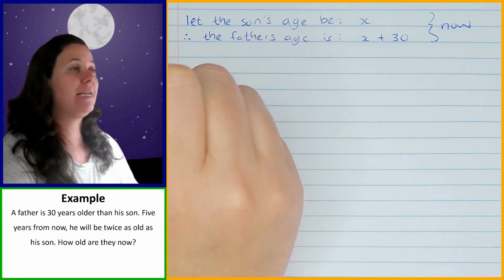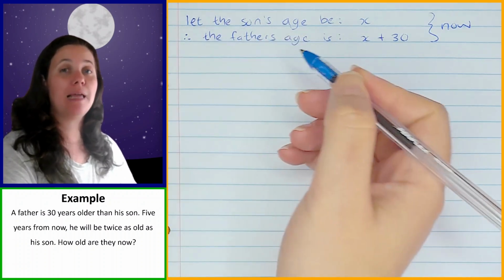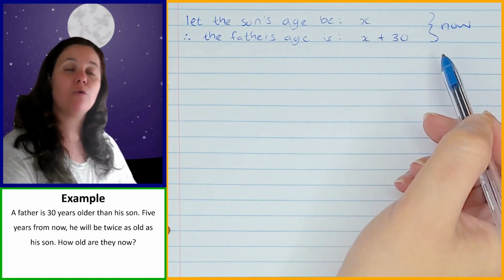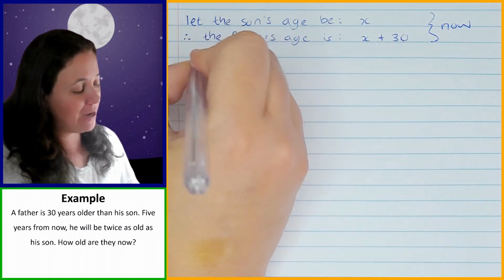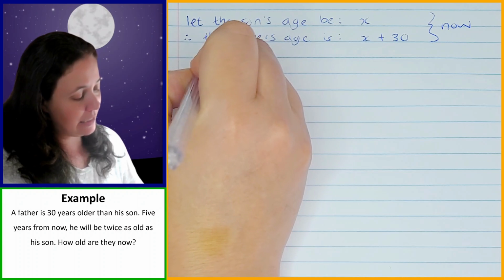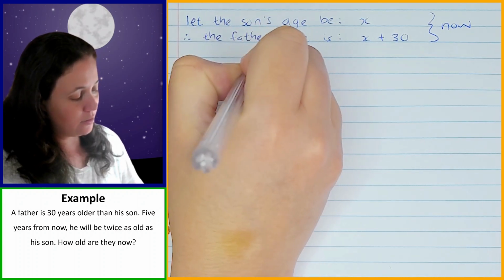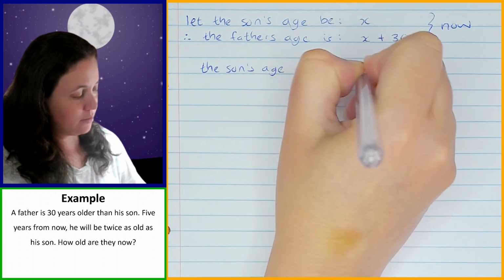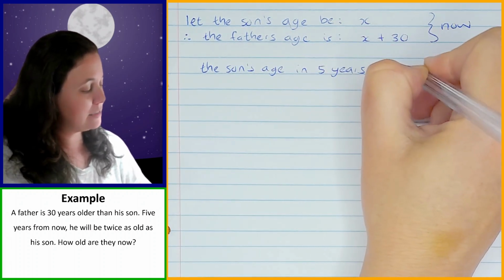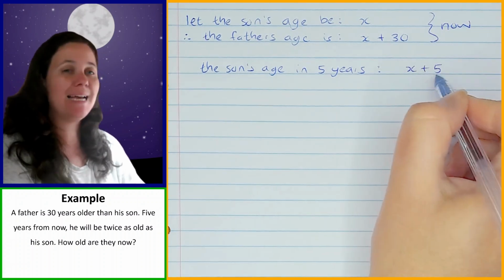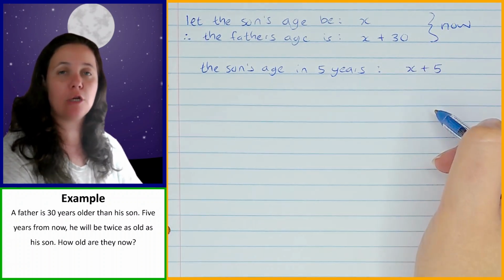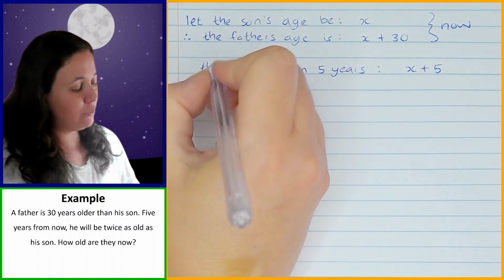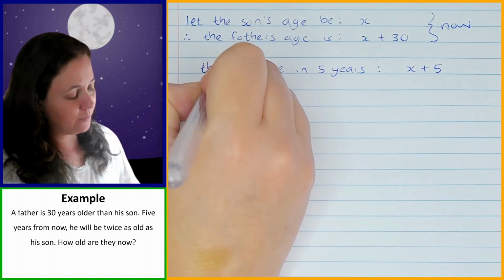But I know that I need to have information about their ages in 5 years' time. So let's use what we've got over here and convert that to what it will be in 5 years' time. So in 5 years' time, the son's age will be x plus 5. You always add 5 to work out how old somebody's going to be in 5 years' time. So we take his age now and we add 5. And then we do the same thing with the father's age.